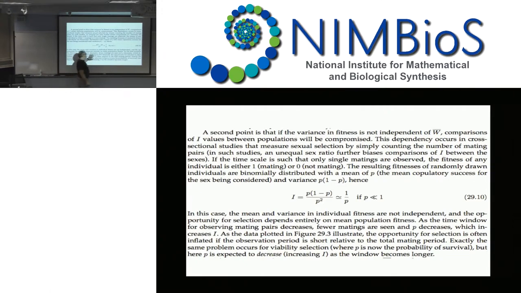What does that mean? It means if I have a really tiny window, so only a tiny fraction of individuals mate, the fraction mating P is going to be tiny, my opportunity for selection will be big. So as I run time over more, so more individuals have a chance to mate, P becomes larger, and my opportunity for selection becomes less. With viability, it's the opposite. P is the chance you survive. If I look at a narrow window, most people survive. I is small. As that window gets larger and larger, P gets smaller and I gets bigger.